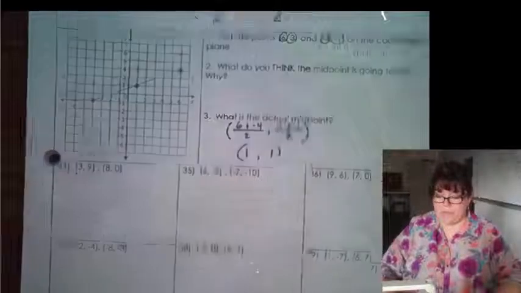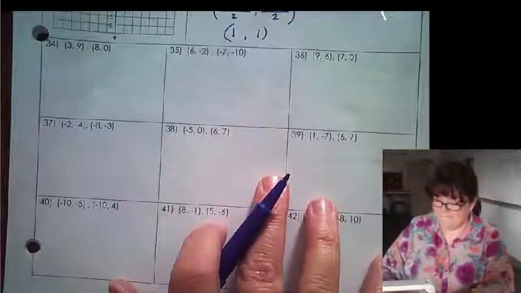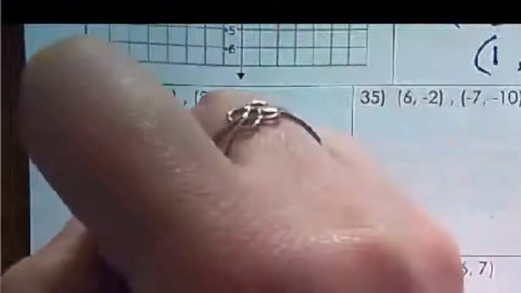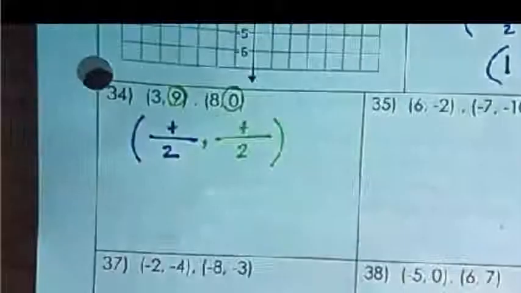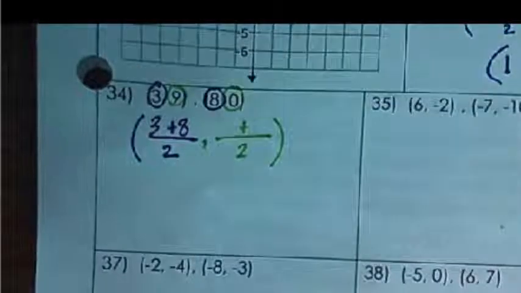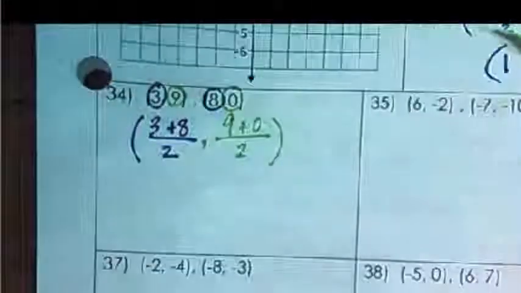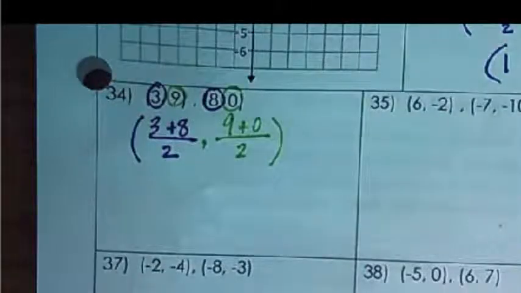Number 34. Okay, let's go ahead and do our setup. We've got x1 plus x2 divided by 2. And you know what? I'm going to do my y's in green just to make sure that this is all clear. I'm going to add them up top and then divide by 2. My y's are green, 9 and 0, and my x's are blue, 3 and 8. So I've got 3 plus 8 for my x's, and 9 plus 0 for my y's. Now that I have everything plugged in, I'm going to go ahead and solve.